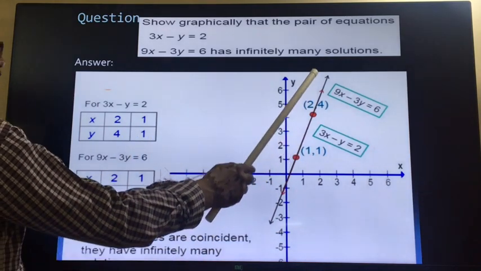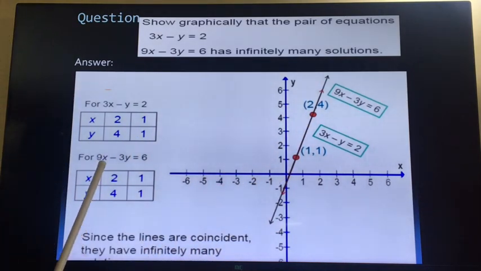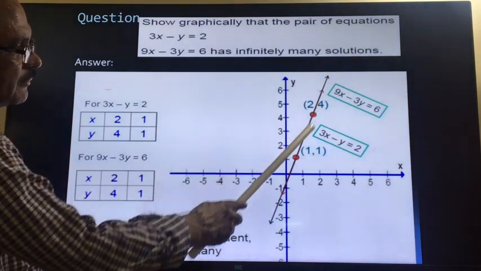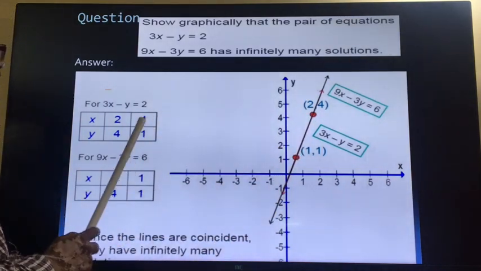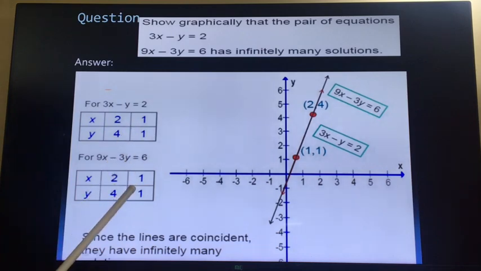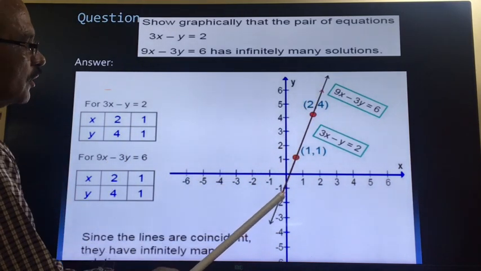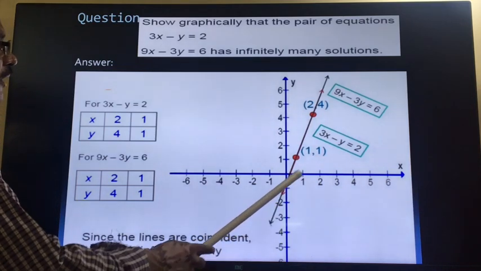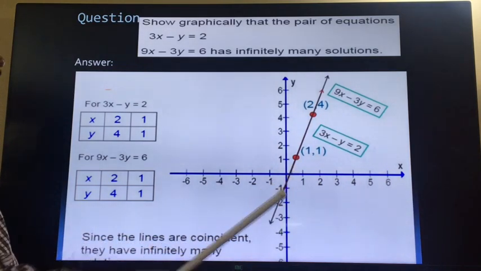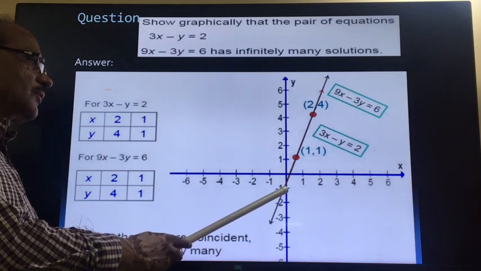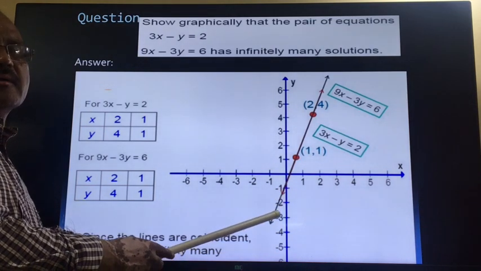So one line with this red color, and for the other equation again we will find out the solution and we will get the same solutions, 2 and 4 and 1 and 1. So points will be the same. If we join them, we will get two lines, one line for this equation, one line for this equation, and we will observe both the lines will overlap each other. So here one is with this black color, one is with red color, so both the lines are overlapping, and whenever two lines overlap, each point of the red line will touch each point of this black line.